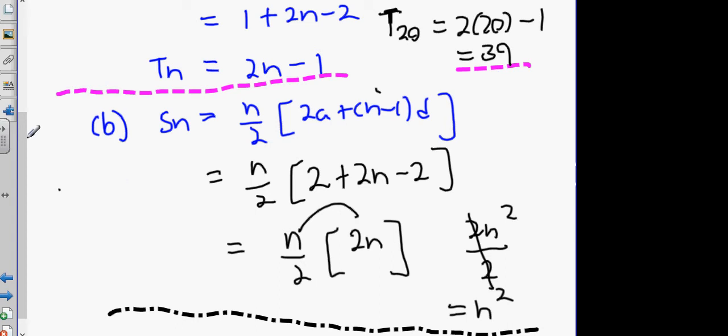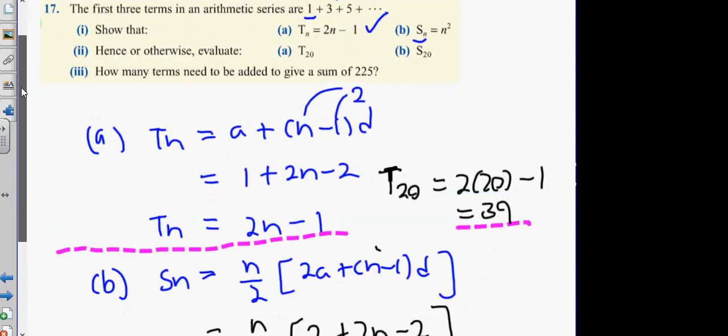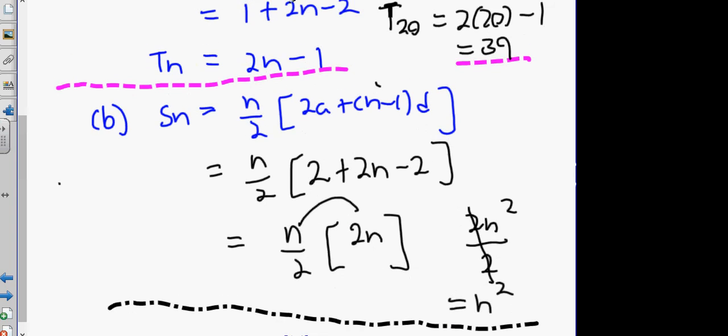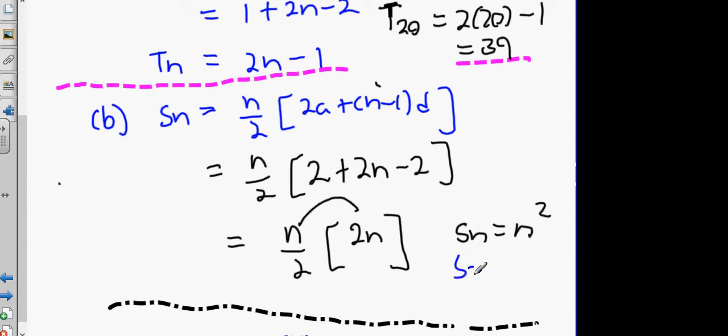Okay, we're also looking to find out what S20 is. So what we know about S of n is S of n equals n squared. If we're looking to find out what S20 is, all that remains is to replace n with 20. It's 20 squared, therefore S20 has to be equal to 400. Is that right? Yeah. Okay.